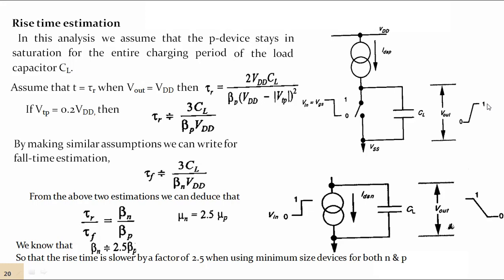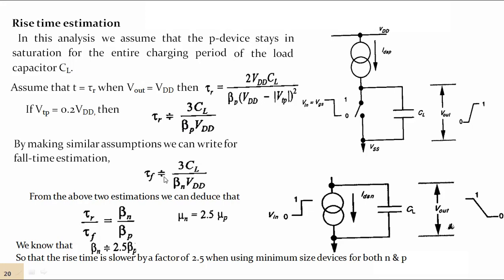For estimating this, there is a simple derivation. If you just remember this, it is sufficient. Tau r is the rise time, approximately equal to 3 CL divided by beta P VDD, where CL is the load capacitance. It is the same for the fall time also.